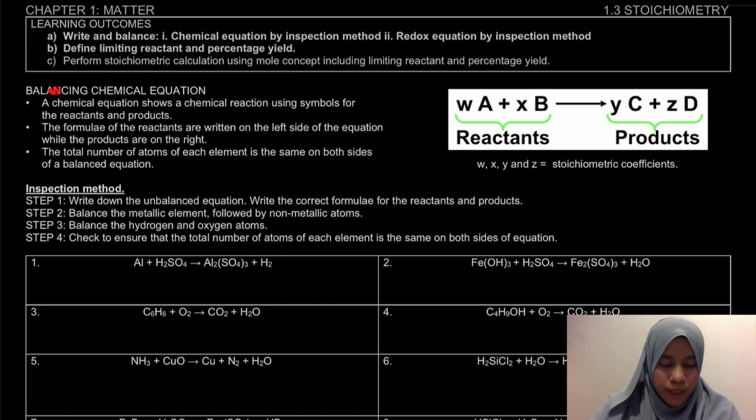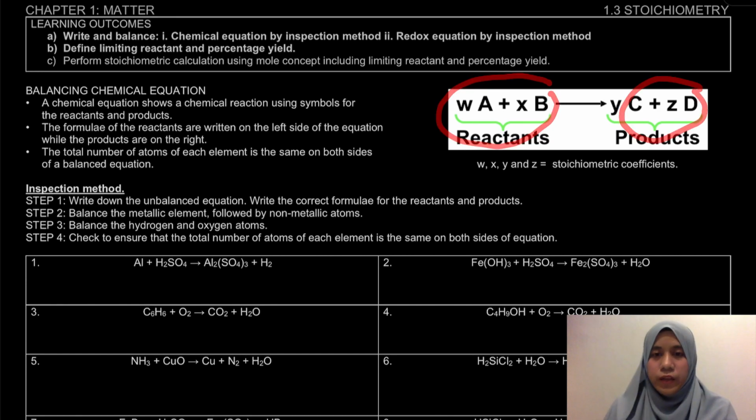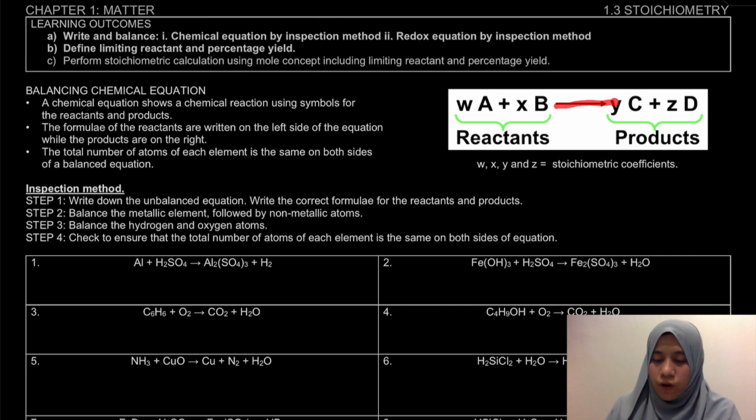equation. So, balancing chemical equation: a chemical equation shows a chemical reaction by using symbols for the reactant and product, where the reactants are written on the left side while the products are on the right. So, contohnya dekat sini we have our reactant, sini we have our product. And setakat ni what we're going to learn is a one-way reaction. So, kita akan buat arrow from the reactant will change to product.